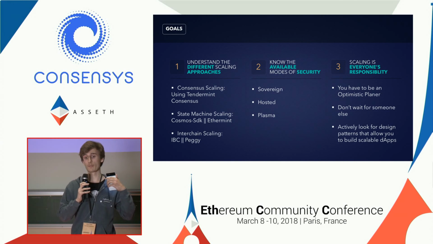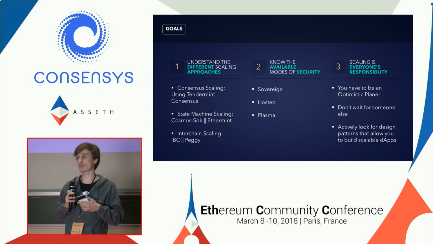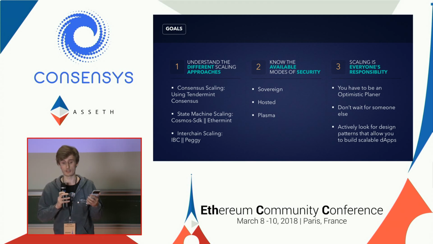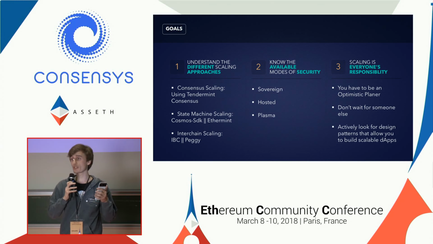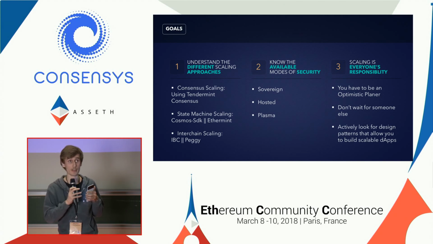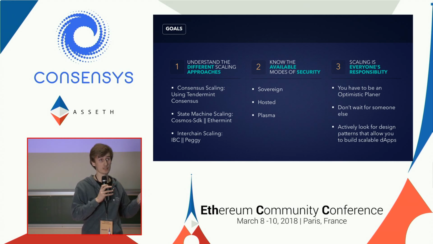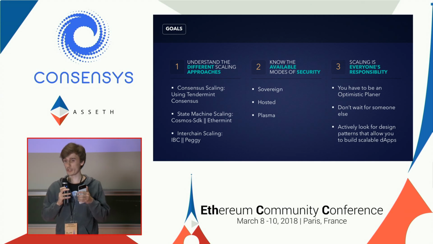And for the security modes, you can either choose a sovereign model, something akin to Ethereum or Bitcoin, where it's a completely independent chain; a hosted model, where you share the security with some other chains, so you share a common validator set but you still have heterogeneous blockchains; and a plasma chain.